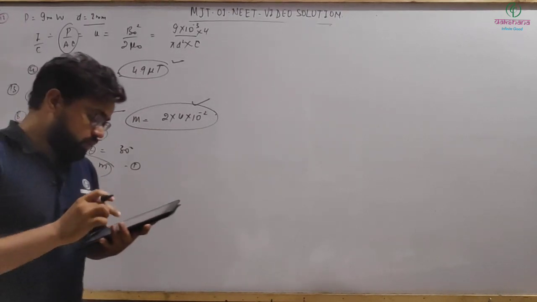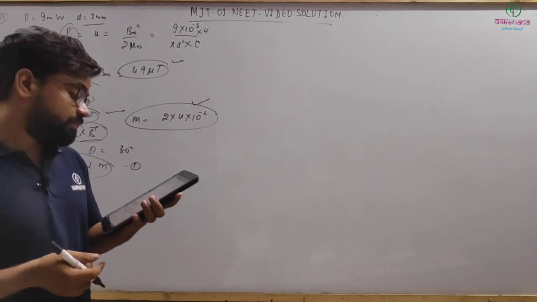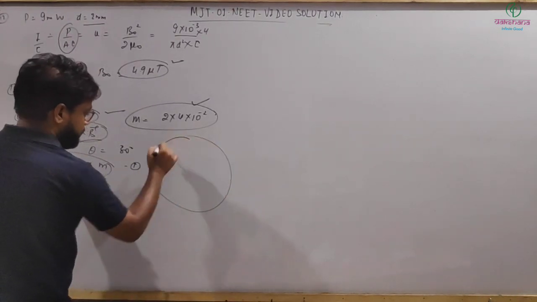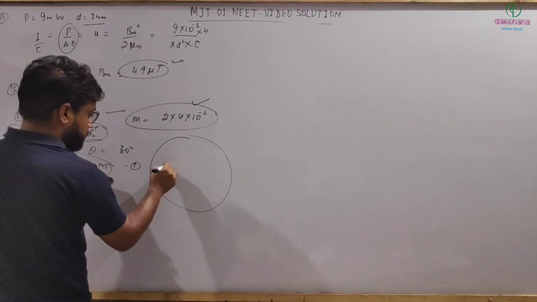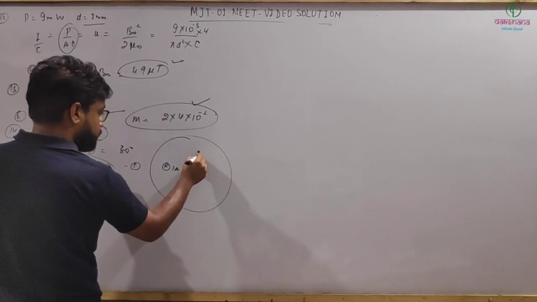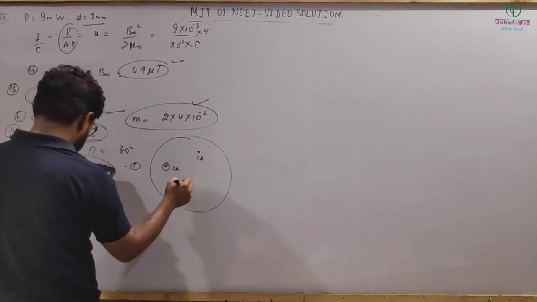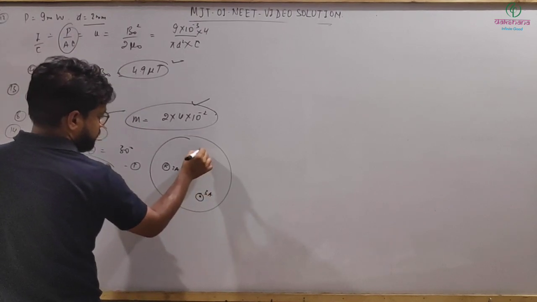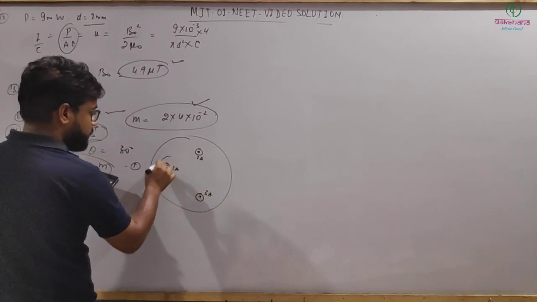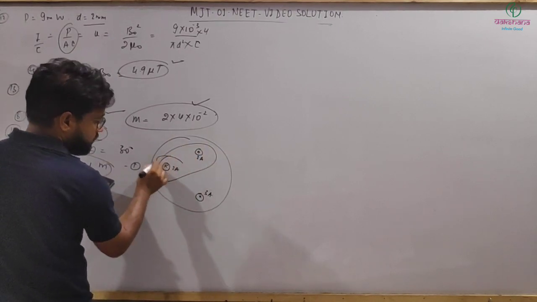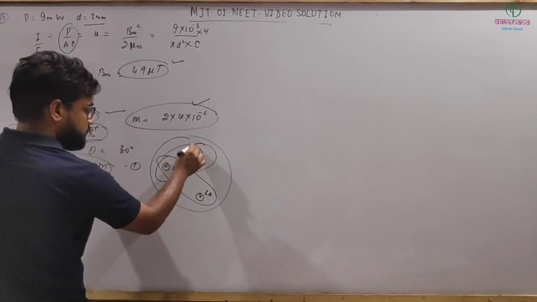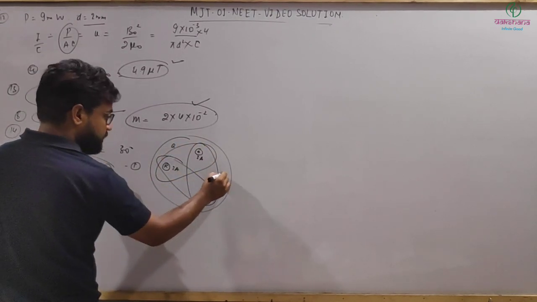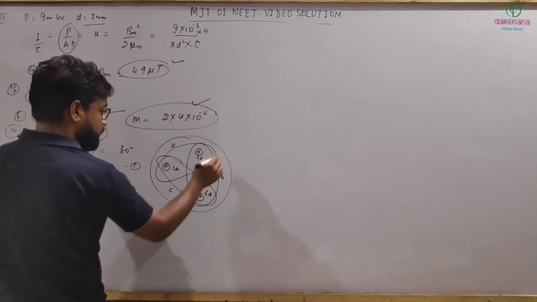Question number 15. Rank the value of the integral B dot dl for the closed paths shown in the figure. So here you have been given different paths, and here it's 2 ampere, 2 ampere, and this is 3 ampere. So one is covering this, another consisting of this, another consisting of this. So this is A, this is B, this is C, this is D.